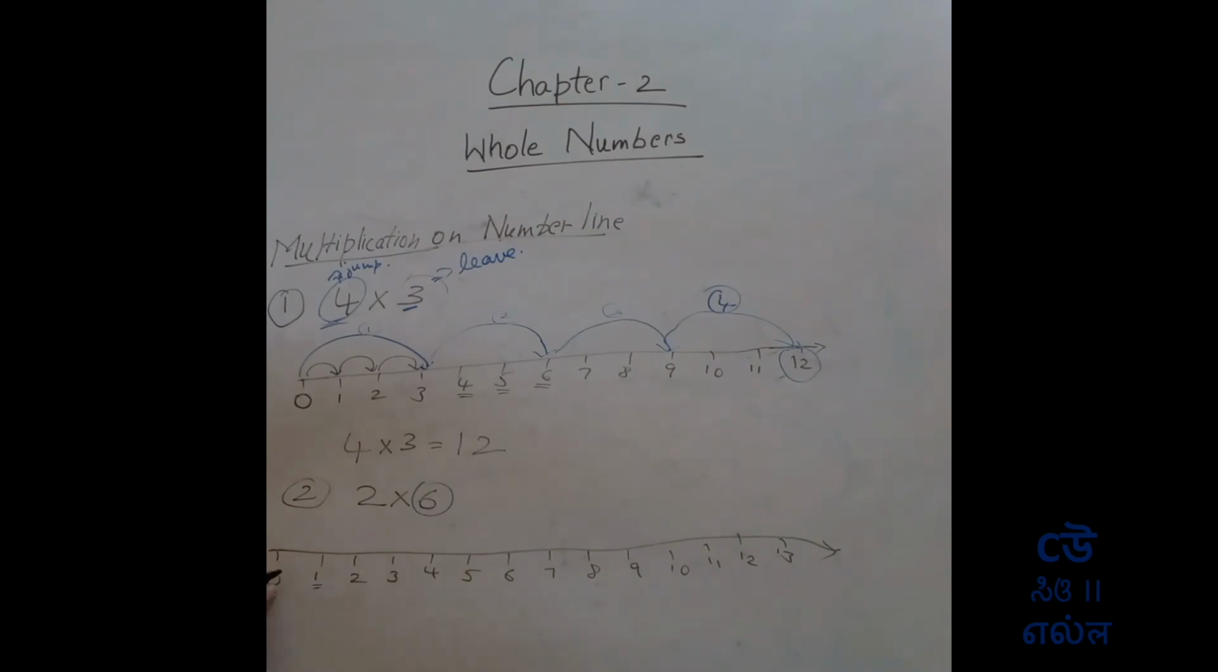So, leave the starting number: 1, 2, 3, 4, 5, 6. From 0 you have to jump to 6. Next, again count 6 numbers: 1, 2, 3, 4, 5, 6. If you count, what is the answer you got? You got 12. So, understood children? 2 into 6 we got as 12 on the number line. So, check whether 2 sixes is 12. Yes, 2 sixes is also 12. So, the answer we got is the right answer.